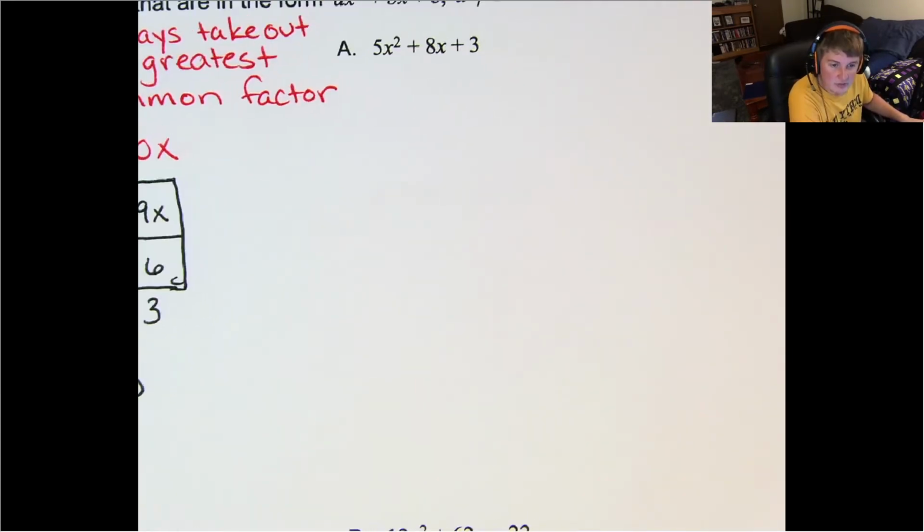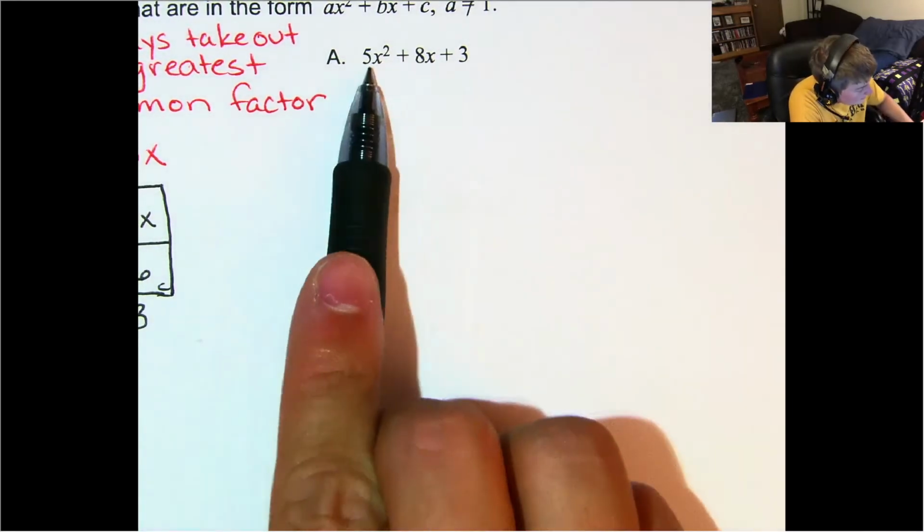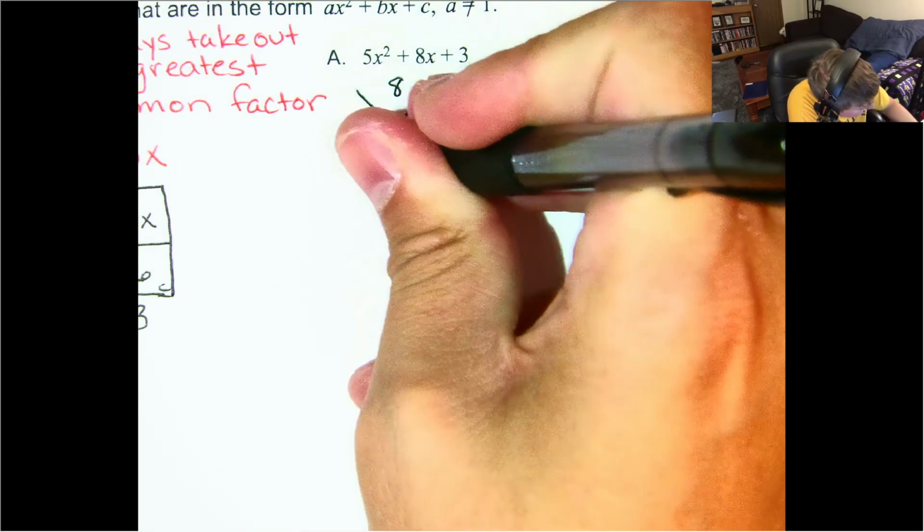So I'm assuming that we've already tried it on our own, and you're just here to see how you do. So I'm looking at this. There's no greatest common factor. There's not a number that divides evenly out of each of these, so I could just go right into my X box method. I'm going to put 8 here and 15 here.